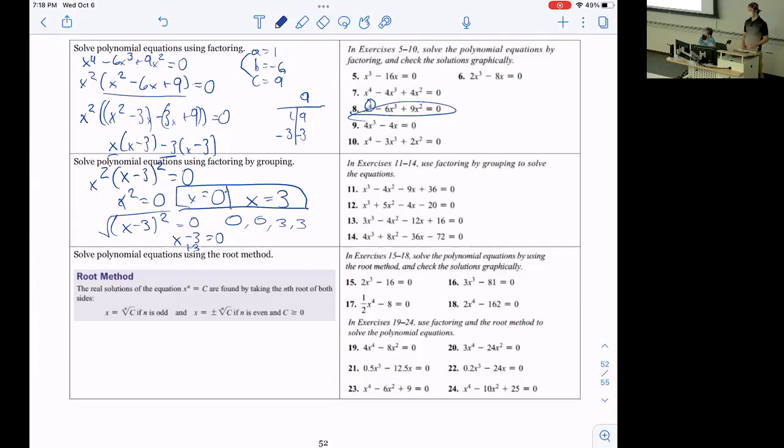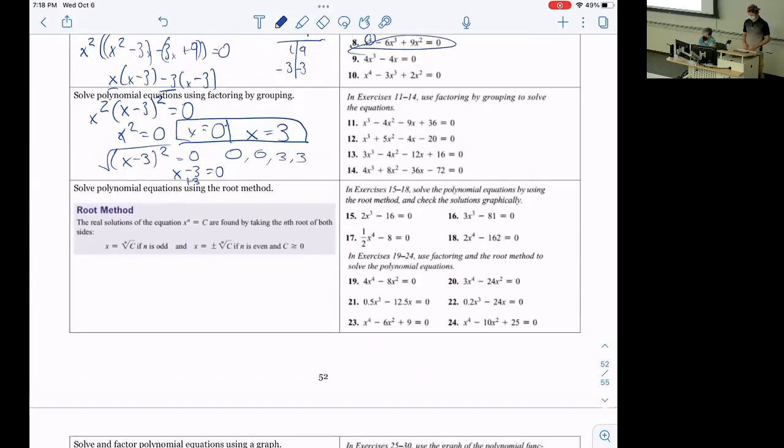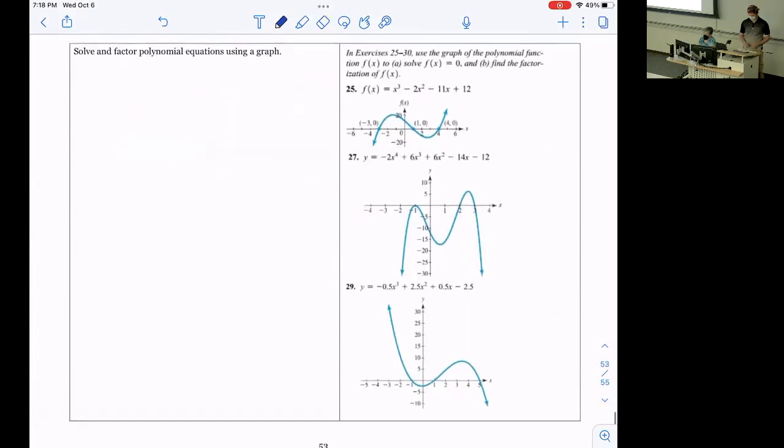Any questions on that one? All right, how about factoring by grouping? Questions 11 through 14. All right, what about the root method? We saw some of this earlier, taking the square root of both sides, or taking the root of both sides. Okay, let's keep scrolling. We've got about 12 minutes.